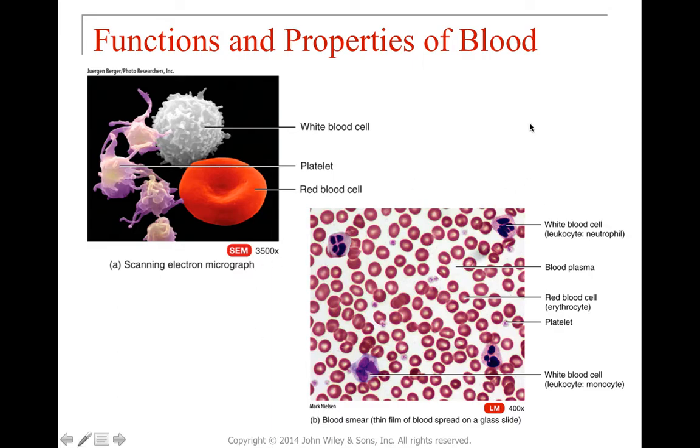This here is a blood smear, so basically if you're looking at whole blood smeared out on a glass slide, what are you going to see?